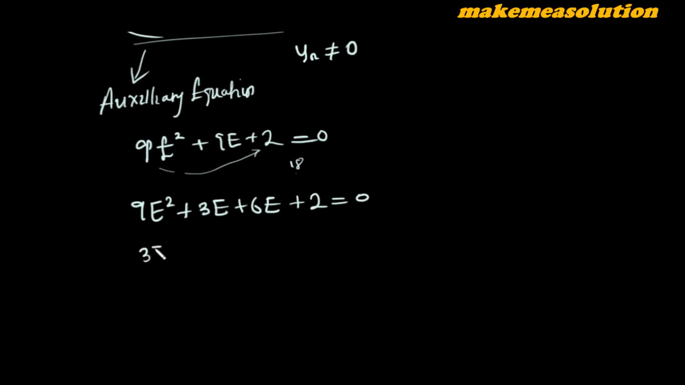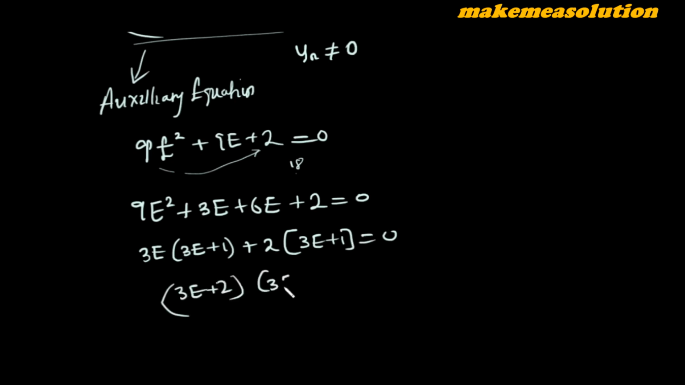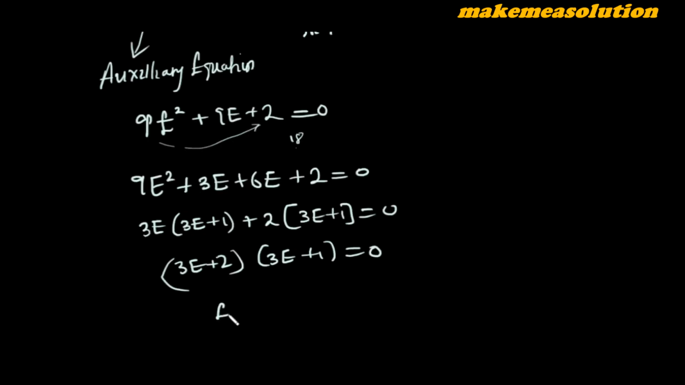So I have 3e into 3e plus 1, then plus 2 into 3e plus 1 equal to 0. So (3e plus 2) and (3e plus 1) equal to 0, making my e, okay, in this case I should have changed.